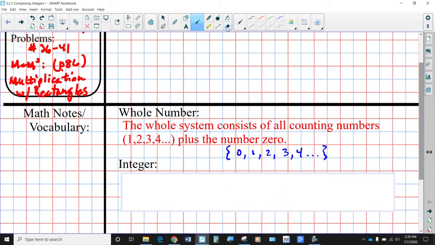That's a horrible little thingamajigger. Let me see if I can do a better one. Yes, that's fantastic. Okay. So what's an integer?